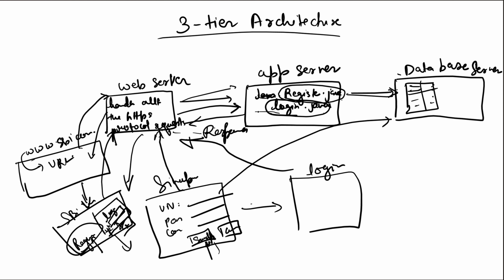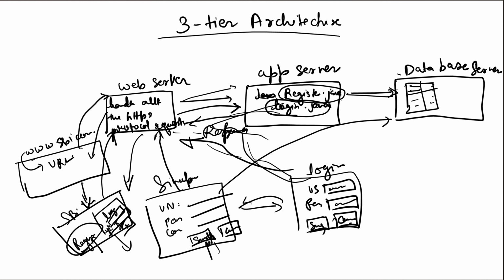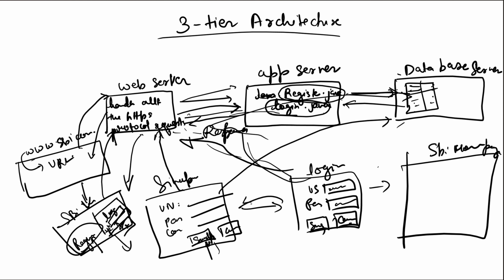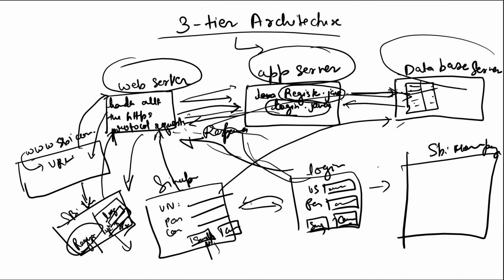This will give a response and the login page will appear where the user ID, password, sign in and cancel button are there. If we enter the details which we created during sign up, it will again send to the web server, then the app server, and then it will check on the database server whether the user ID and password are valid or not. The database server will respond to the app server, then it will respond to the web server, and then the SBI homepage will open. So what is three tier architecture? Three tier architecture is a communication between one web server, one app server and one database server.